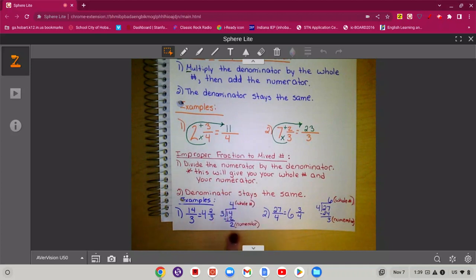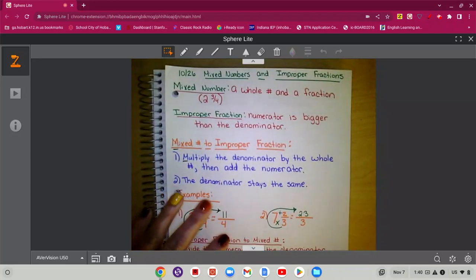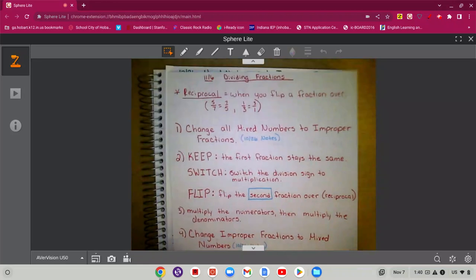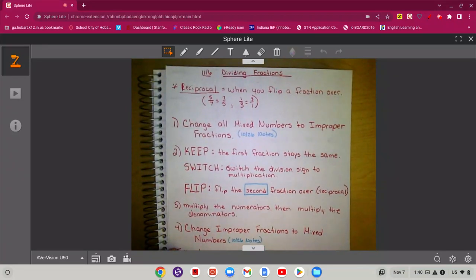Okay, so here is where I kind of annotated a division problem. So if we had 14 thirds, you would take 14 divided by 3. 3 goes into 14 4 times with 2 left over. So that 4 becomes your whole number. The numerator is the remainder. So it ends up being 4 2/3. So please make sure you have both of those notes: your notes from 10/26 and then your notes from 11/6.